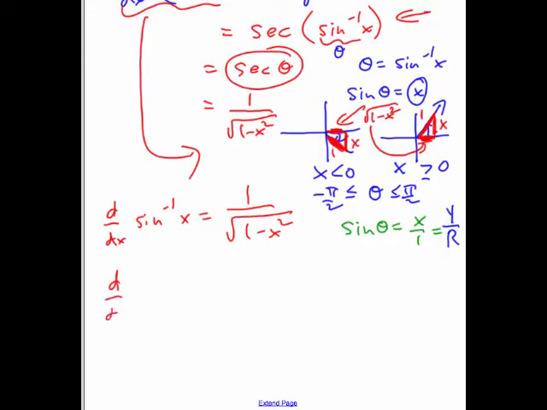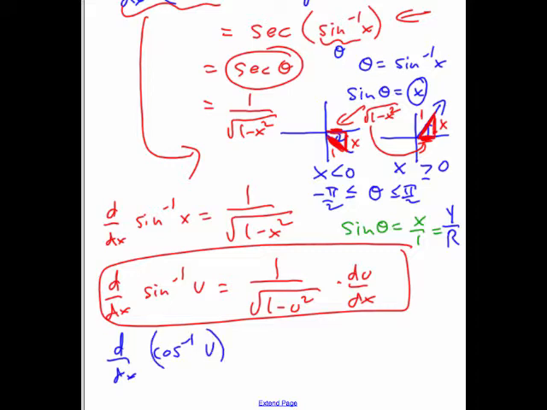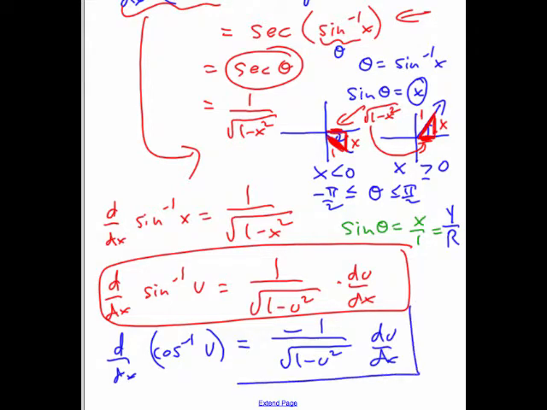And of course we could extend that by the chain rule. If u was a function of x, that would be 1 over the square root of 1 minus u squared times du dx. Alright, now you'll be happy to know that the derivative of inverse cosine is almost the same. It's negative 1 over root 1 minus u squared du dx. And so you need to know both of these formulas.